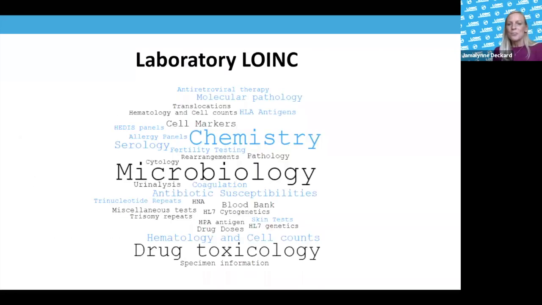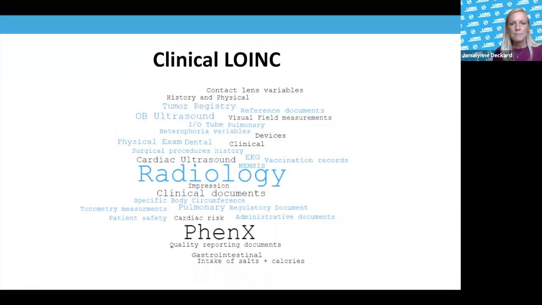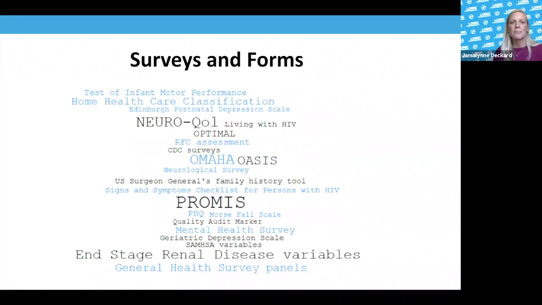So this is just a word cloud to show the different laboratory LOINC domains that we have, or specialties. And you can see microbiology and chemistry and tox are the biggest areas where we have the most LOINC codes. And then in clinical LOINC, we have a wide range of codes for OB ultrasound, radiology, EKGs, all the document codes. We have quite a span of different radiology codes or different clinical codes. And then for surveys and forms, this area is also growing significantly. We're representing all types of different clinical assessments.